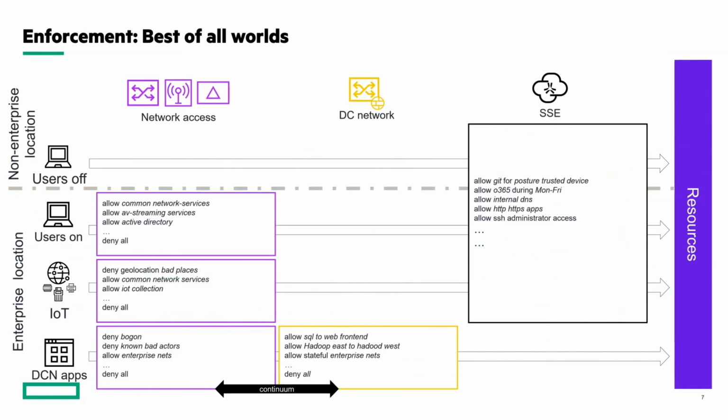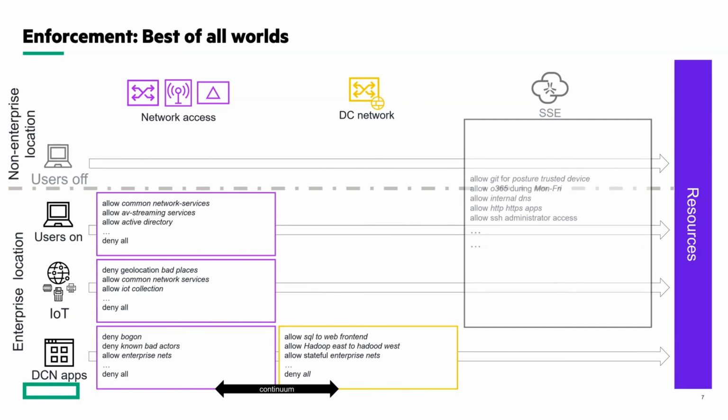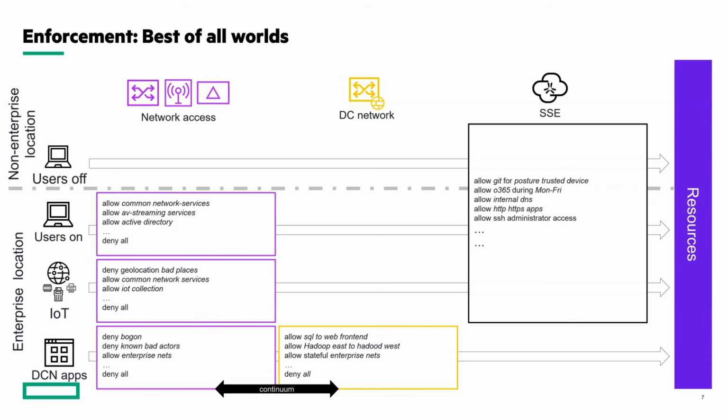For users off-network, such as remote workers operating from home, connectivity is established via our SSE solution. Through Zero Trust Network Access, or ZTNA policies, we provide granular, zero-trust access to your corporate-hosted applications. Our secure web gateway and cloud access security broker capabilities, SWG and CASB, within our SSE, help to meticulously control interactions with SaaS apps and the general internet.